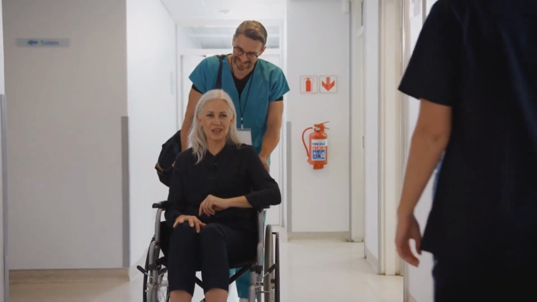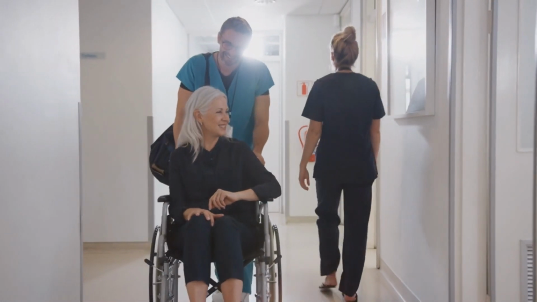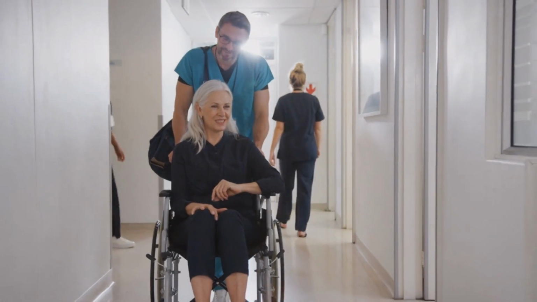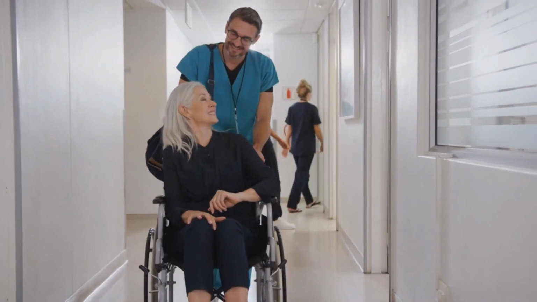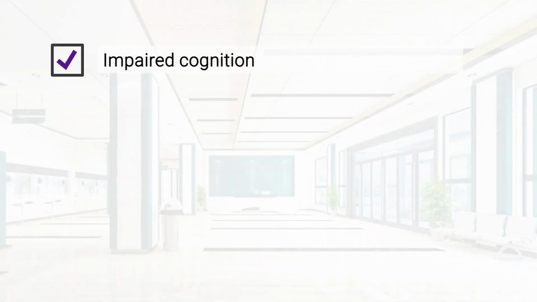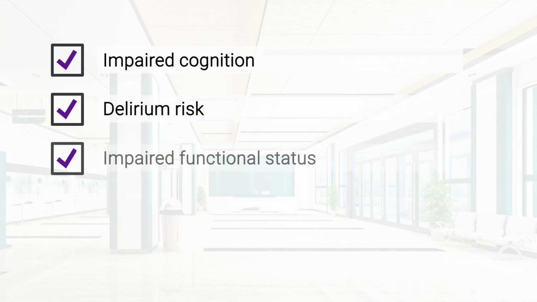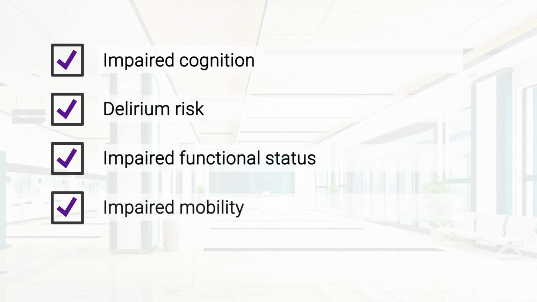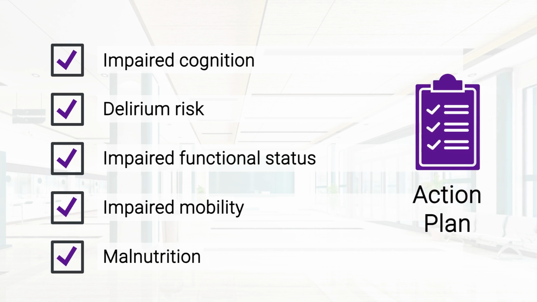When it's time to be discharged to your home or rehab facility, you will be assessed for any changes in your health that may have happened during or after your surgery. This assessment will include screening for impaired cognition, delirium risk, impaired functional status, impaired mobility, and malnutrition. If there were any changes to your health status, your surgical team will create an action plan to address these issues. Your action plan will be added to your medical records and discharge documents.